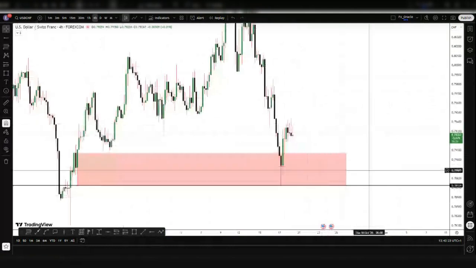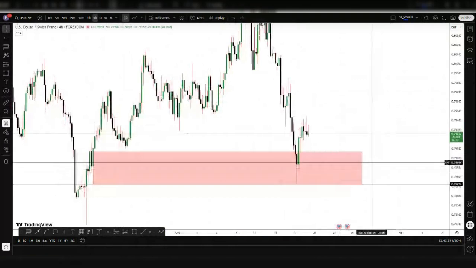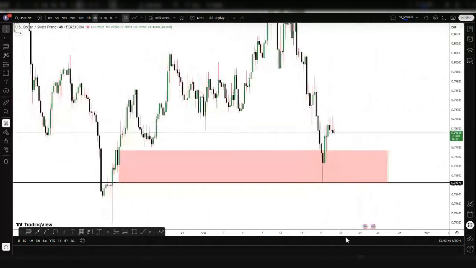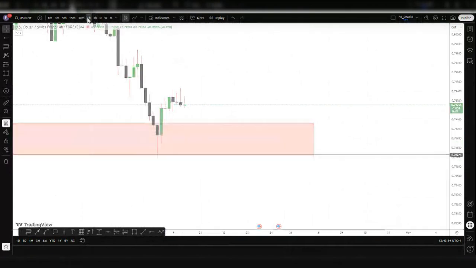So what do we need now? We need a confirmation. We don't just want to trade blindly. Now we have the reaction. So what do we need? I think we have an imbalance. Let me see. Okay, we don't have any imbalance on the 4 hour time frame. So let's check the 1 hour if we have any structure that will confirm that price.